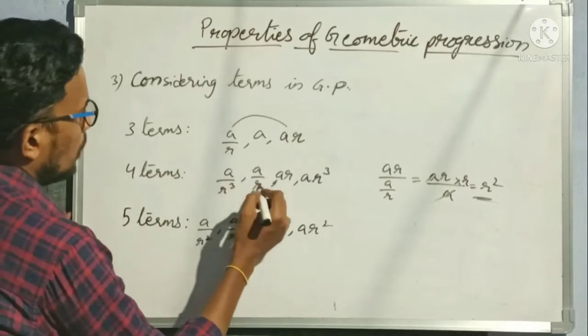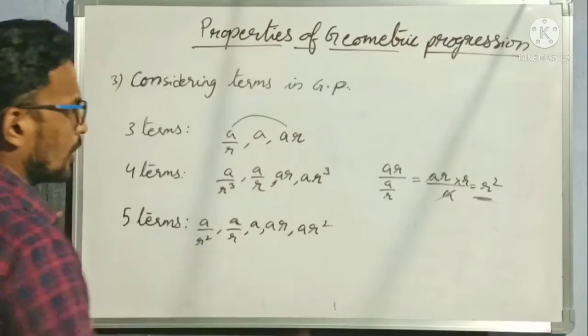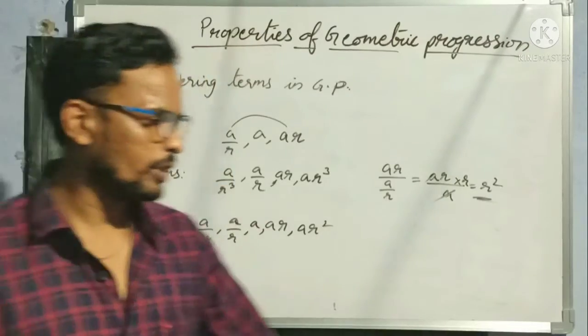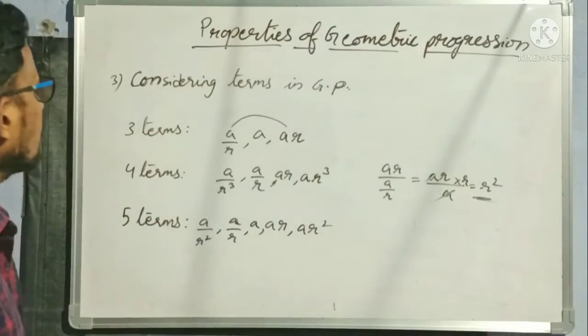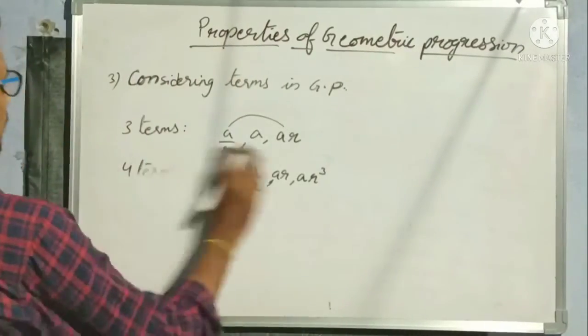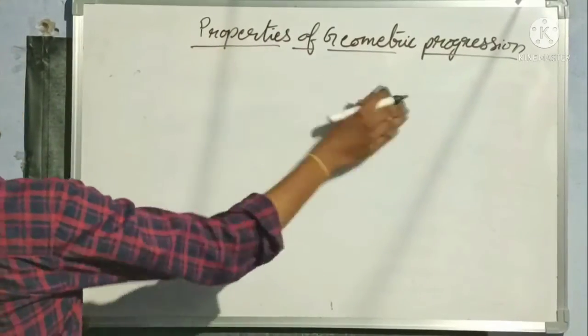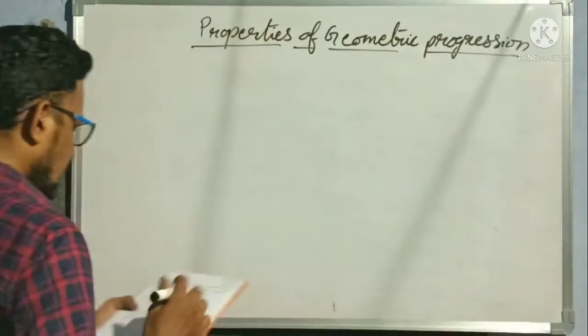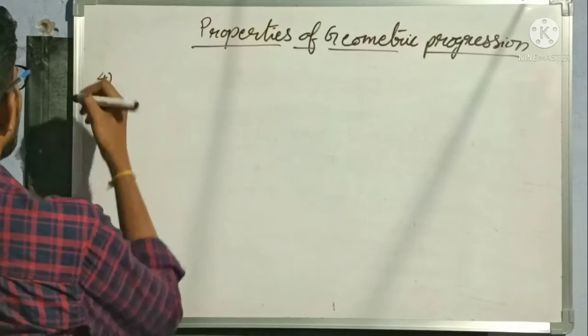So A by R cube, A by R, AR, AR cube. These are the 4 terms that should be considered in geometric progression. Okay? So this is about considering terms in GP. Very important. Next property. Very important. Just try to understand. The sentence is lengthy, but the logic is easy.